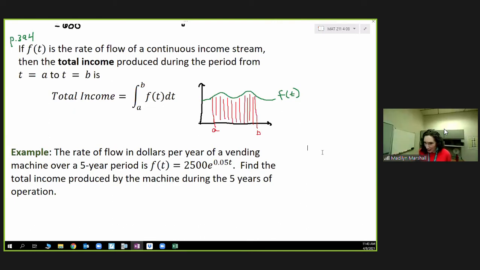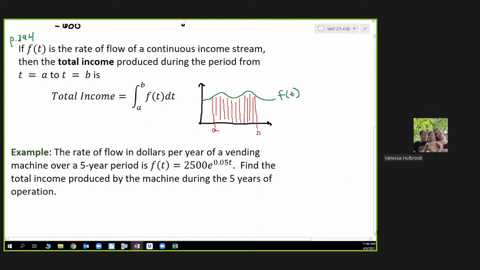So here's our example. The rate of flow in dollars per year. So instead of dollars per hour, like we would earn a wage, we have dollars per year of a vending machine over a 5-year period is given by this function. So we want to find the total income produced by the vending machine during the 5 years of operation.